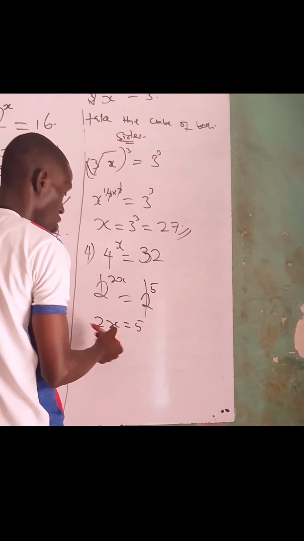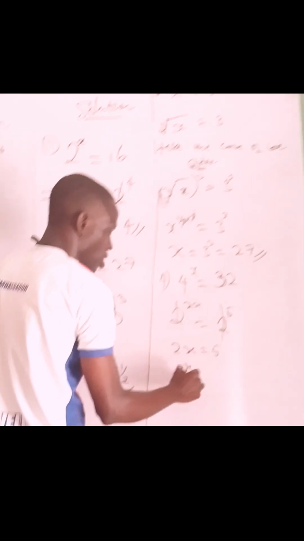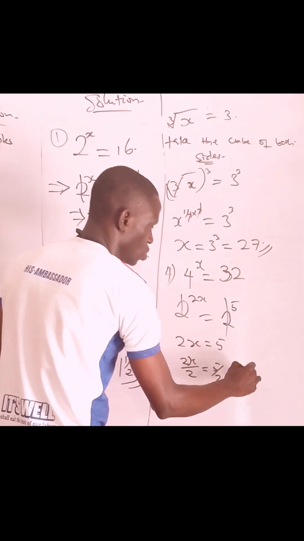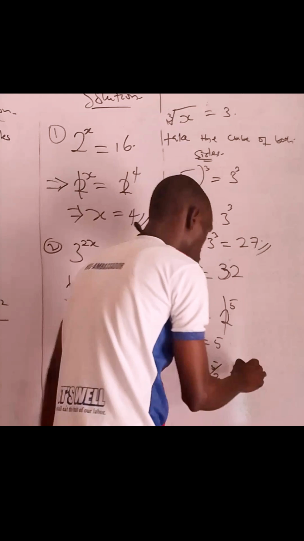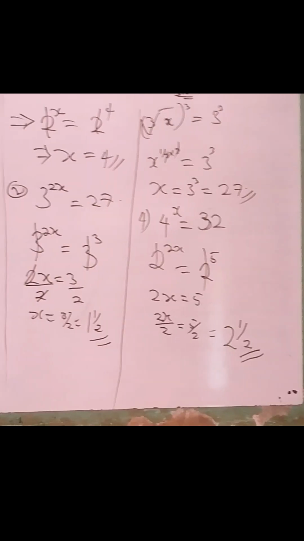Then of course, you divide both sides by 2. So your 2x divided by 2 will give you x, and 5 divided by 2 should give you 2 and a half, that is 2 odd number 1 over 2. That's it for number 4.